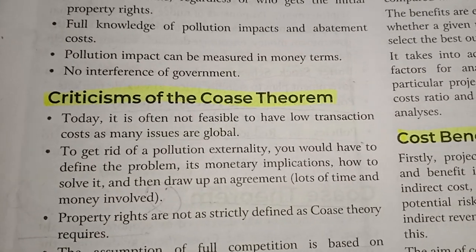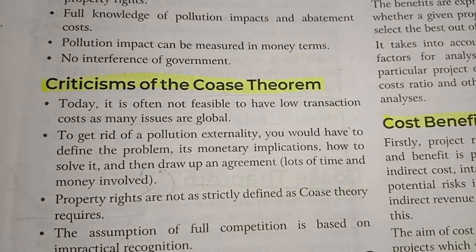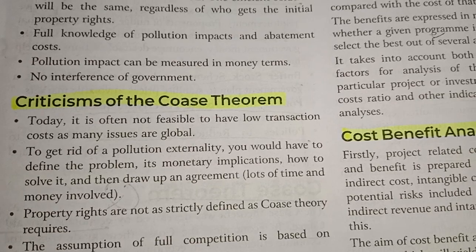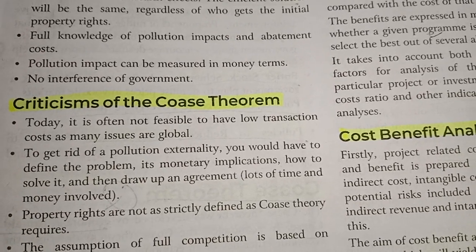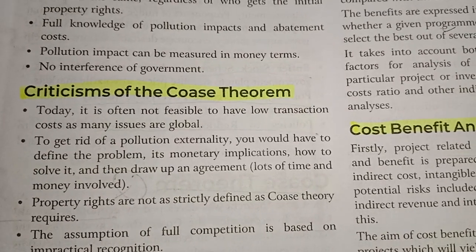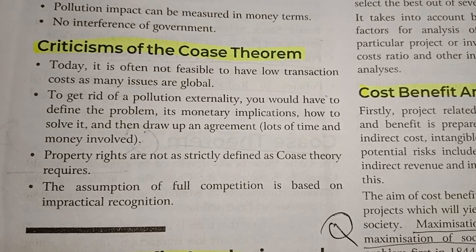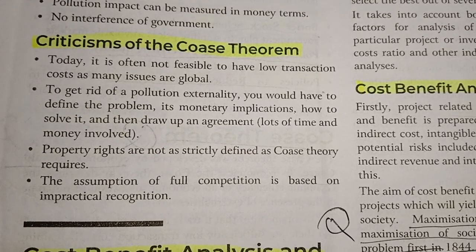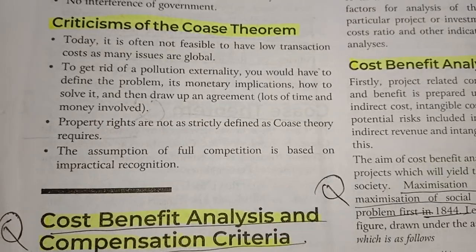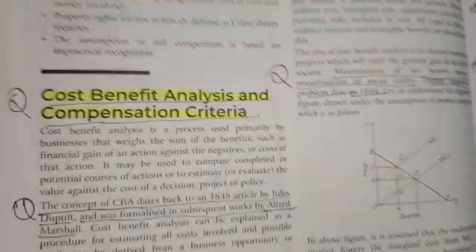Criticism of the Coase theorem. Today, it is often not feasible to have low transaction costs as many issues are global. To get rid of a pollution externality, you would have to define the problem, its monetary implications, how to solve it, and then draw up an agreement. Lots of time and money involved. Property rights are not as strictly defined as Coase theory requires. The assumptions of full competition are based on impractical recognition, cost-benefit analysis, and compensation criteria.